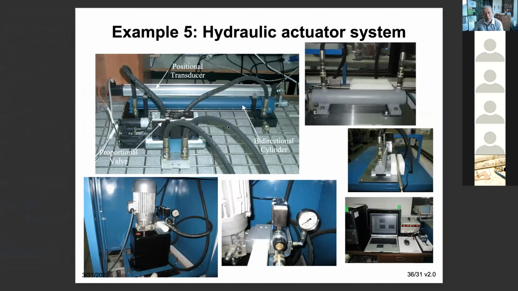A lot of applications use hydraulic actuator systems, where you have a proportional valve or servo valve and a bi-directional cylinder which goes to the left and to the right, with the shaft inside the cylinder moving from left to right. We can measure the position by using the LVDT, which is a positional transducer. LVDT is a linear variable differential transformer, which measures the displacement and converts it to voltage. So this is the picture of the LVDT.